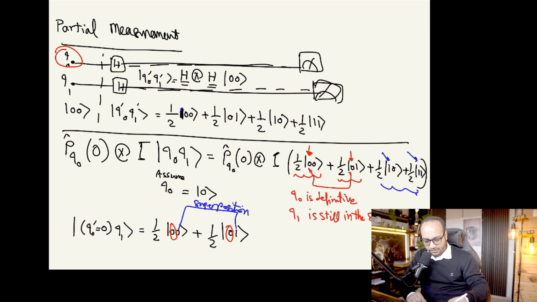We would like to check the normalization. Is this function normalized? The answer is no. So we have to renormalize it. After the renormalization, we are going to end up having 1 over root 2 ket 00 plus 1 over root 2 ket 01.